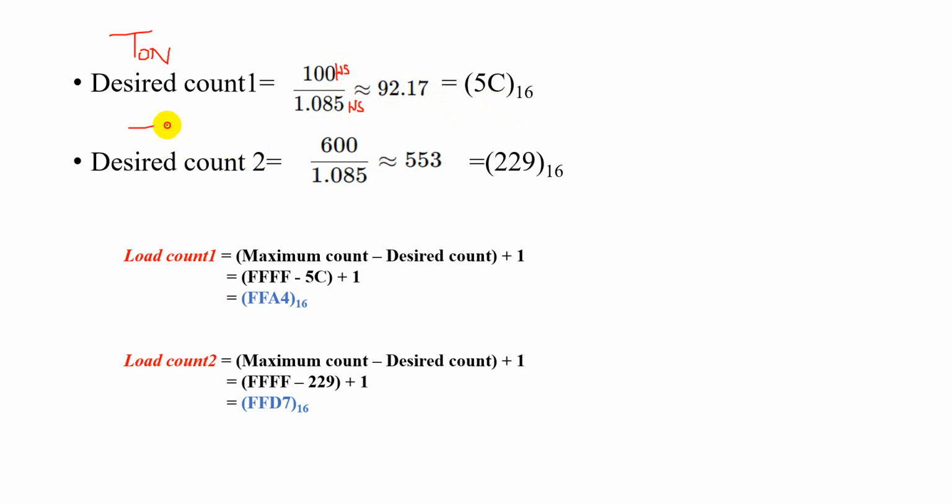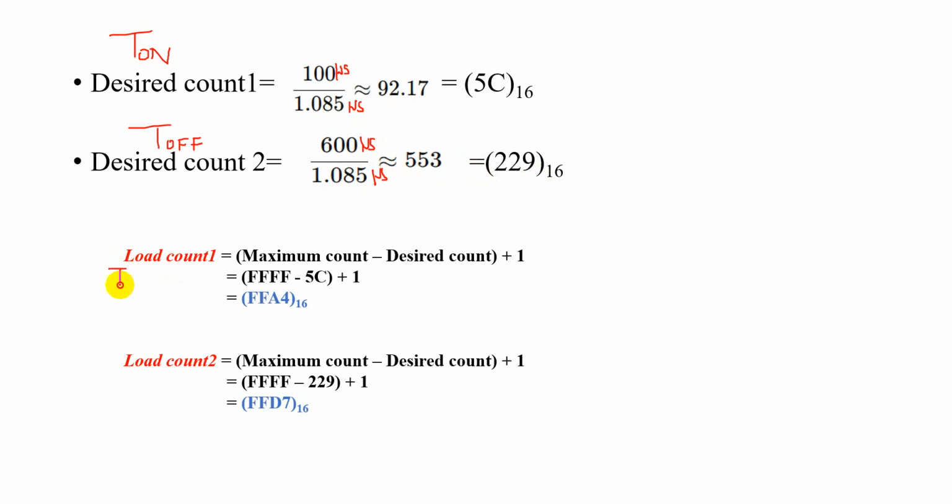Like that, for the timer off period, it is 600 microseconds. We divide 600 microseconds by 1.085 microseconds and get 553. The corresponding hexadecimal value is 229. So this is the desired count.